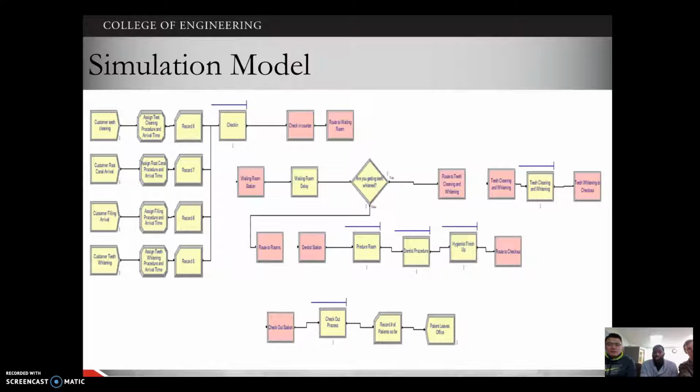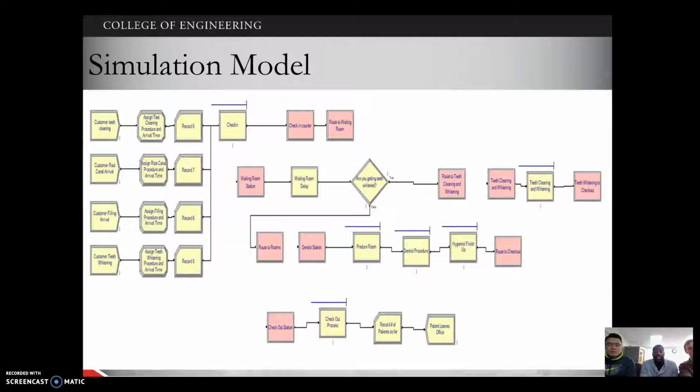And from there, they're separated off whether to go into the dentist procedure or to the teeth cleaning and whitening procedure. They're separated like that because the teeth whitening and cleaning procedure, as mentioned earlier, is performed by the hygienist, and the dentist procedure is performed by the two dentists. So we separated those, and they still have the procedure times assigned to them in the beginning. So that's already taken care of.